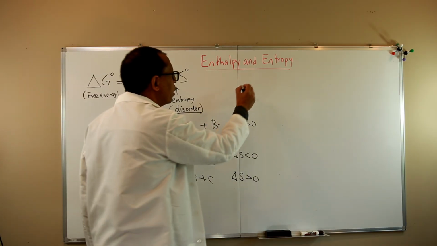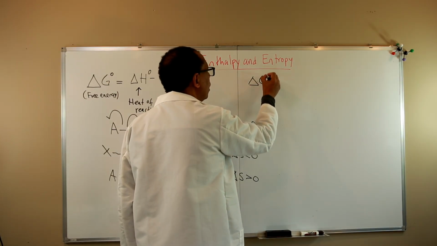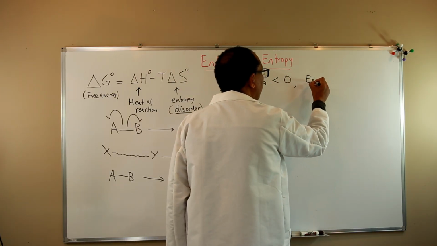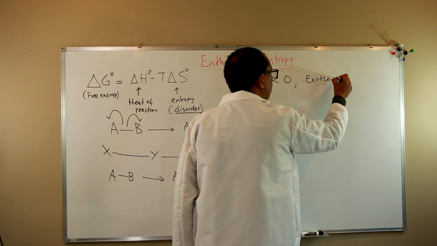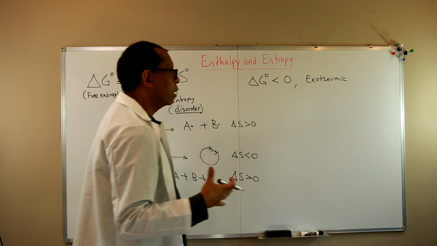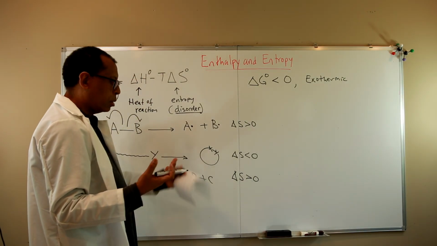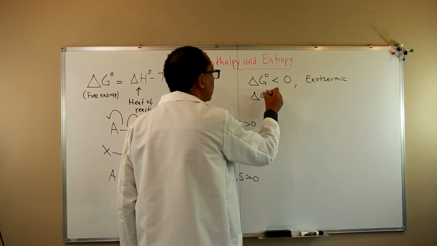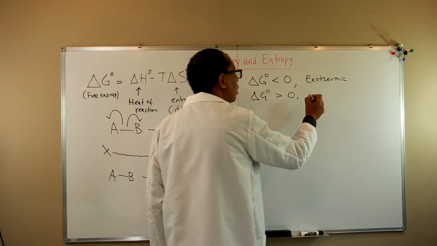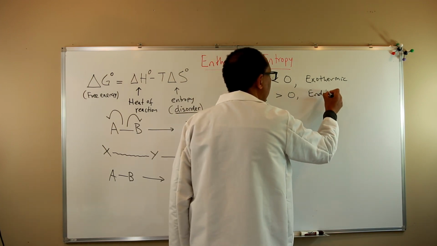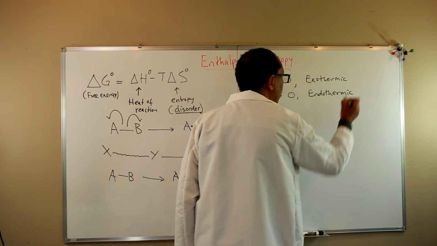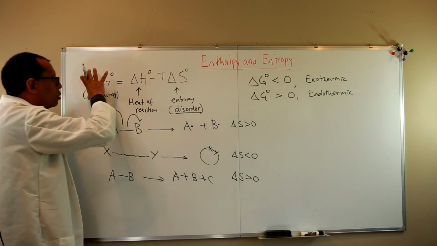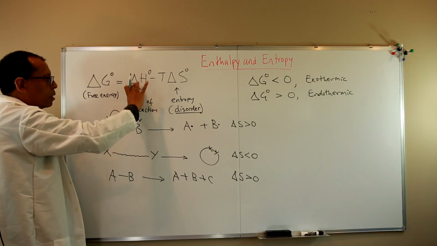Because in free energy, if delta G as a whole, at the end of the day, is less than 0, that reaction is favorable, and it's called exothermic. Actually, it generates extra heat or extra energy. You can call it exergonic. And if delta G is greater than 0, this is endothermic. It needs external energy. It's not spontaneous to be carried on. But that delta G is contributed by enthalpy, the heat of the reaction, and entropy.